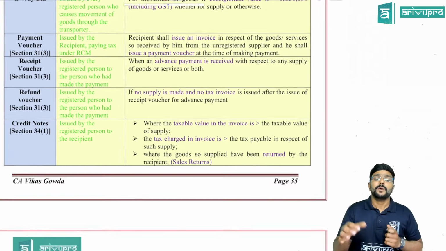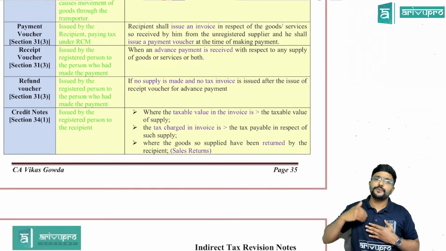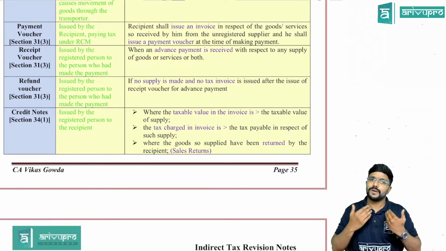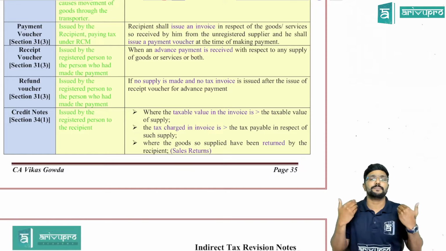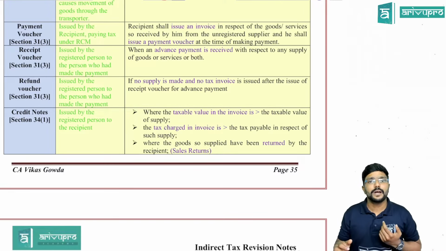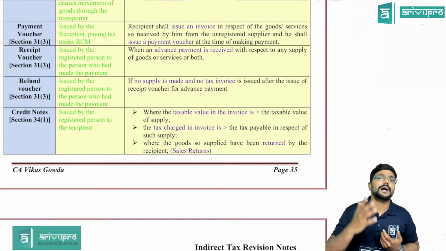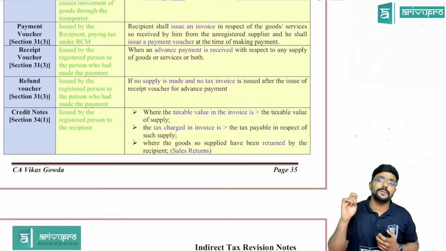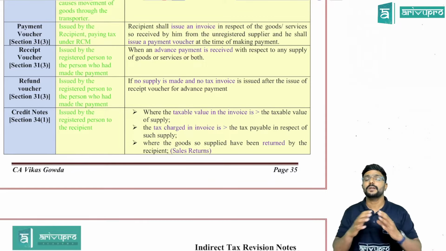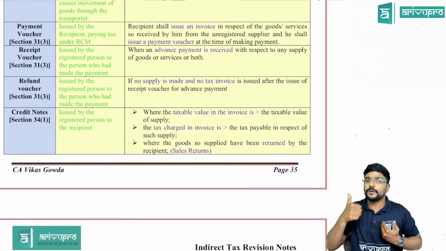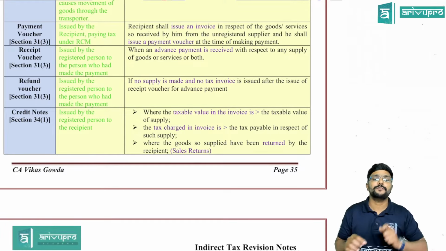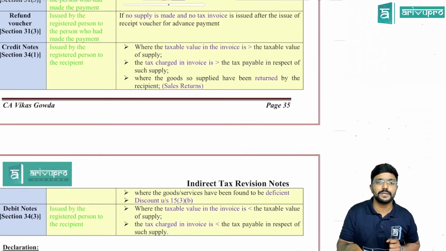Then once the advance is received, in future if there is any supply, when there is a supply, an invoice will be issued. Sir, the advance is received by the supplier, but he didn't supply anything, he didn't issue an invoice. In that case, he has to give back the advance, or refund the advance. At that time, he will issue one document called a refund voucher. This is only when the advance was received, no supply, no invoice, but when I am giving back the money, a refund voucher will be issued by the supplier to the recipient.